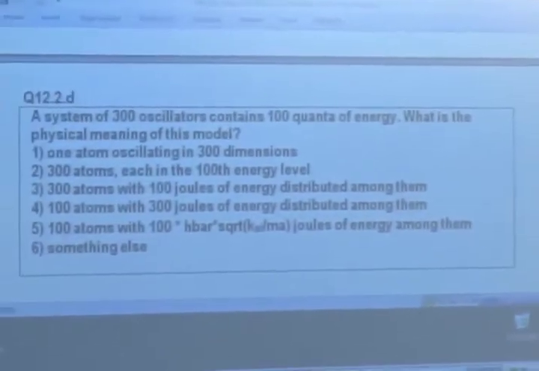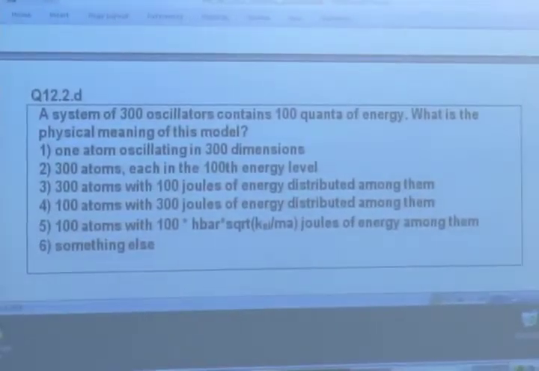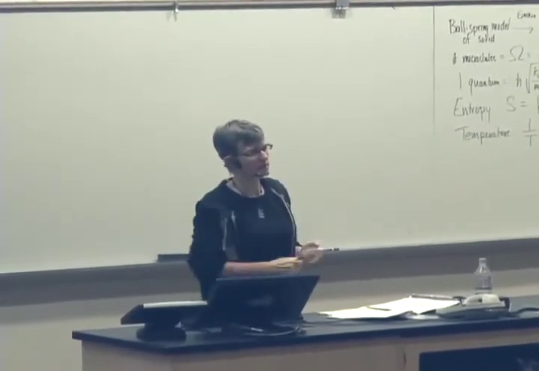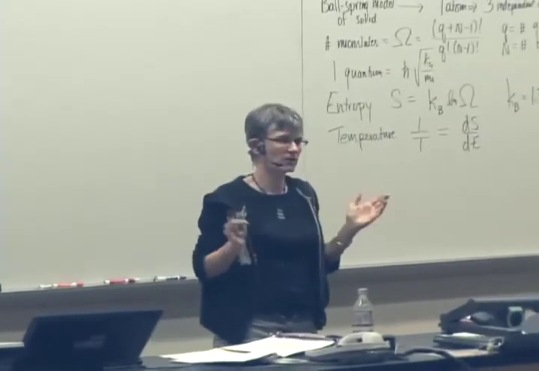We ended last time with that question, which was about the basic idea of what we're doing, representing, we're taking the ball spring model of a solid and abstracting it a little bit. So we're thinking of one atom, which is one mass connected to 6 springs, if you like, as being represented by 3 independent oscillators. So the 300 oscillators is going to be a model for 100 atoms.